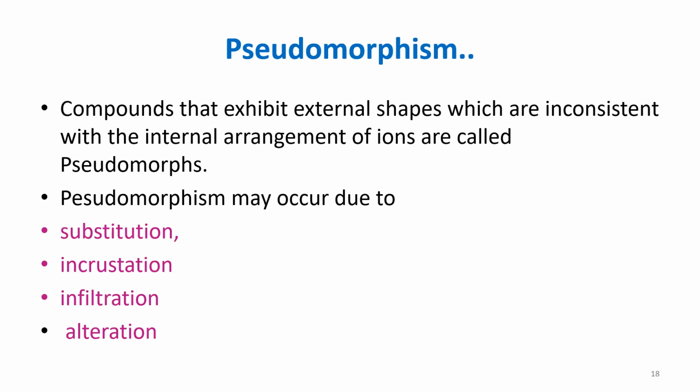Next are the compounds that exhibit external shapes which are inconsistent with the internal arrangement of the ions. Overall, they are said to be pseudomorphs. That means the internal arrangement and the external shape do not coincide. Pseudomorphism may occur due to different factors like substitution, where some ions substitute, and incrustation, where some minerals develop in empty spaces. It is known as incrustation or infiltration. Some minerals may be infiltrated, and it may also be due to alteration. So pseudomorphism may occur due to substitution, incrustation, infiltration and alteration.